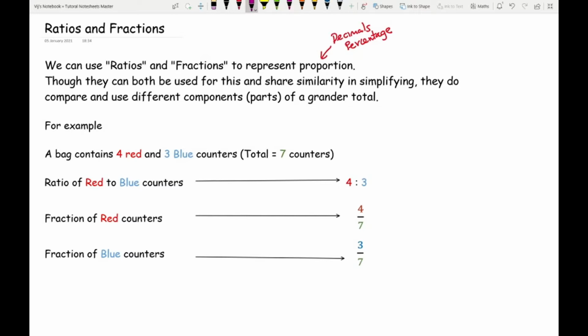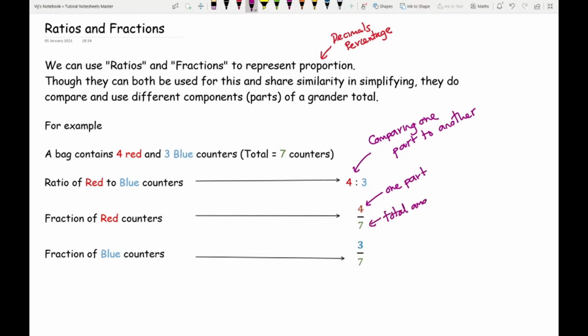So when we're dealing with ratios, we're always comparing one part to another, and that's basically what ratios are. They compare one part of something to another part of a grander total. When we're dealing with fractions, however, we're comparing one part to the total amount.